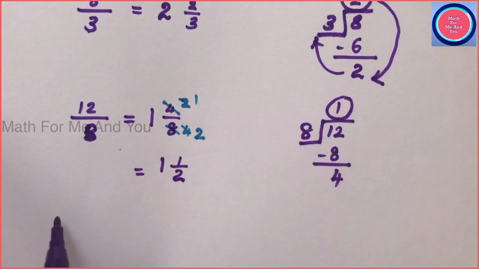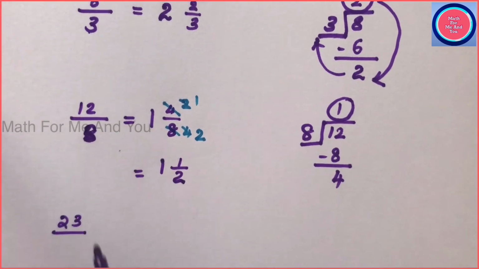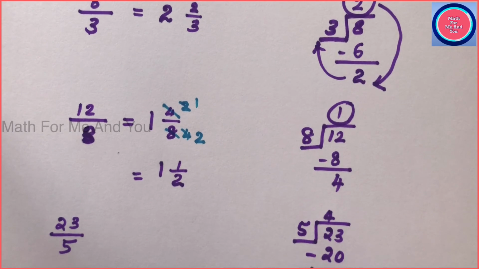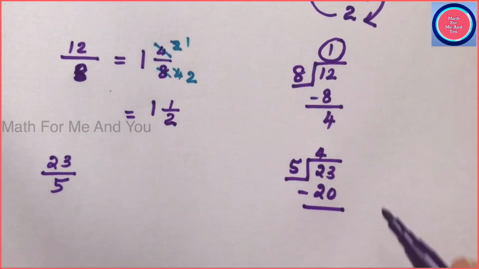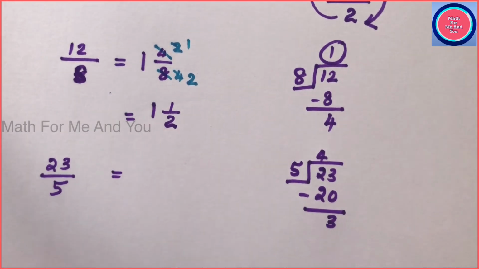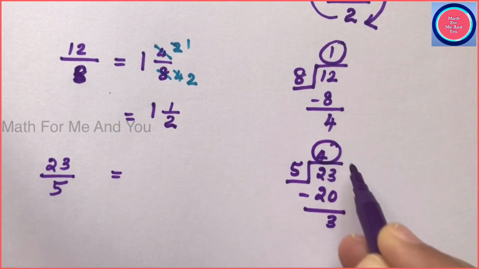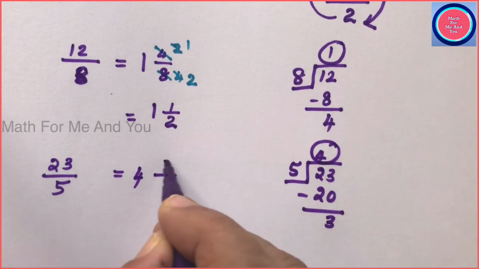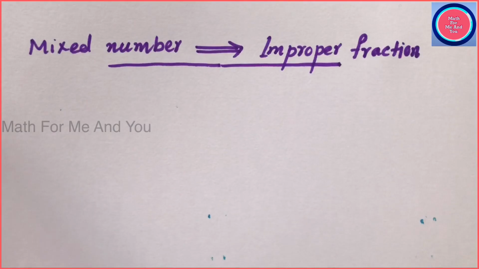One more example we could see. This time we are taking 23 over 5. Take 23, divide by 5. How many times? It is just 4 times. 4 times 5, 20. Balance is 3. How to write the mixed number? We will start with the quotient. What is that? 4. Then what is the fraction? Numerator is 3 and the denominator is 5.